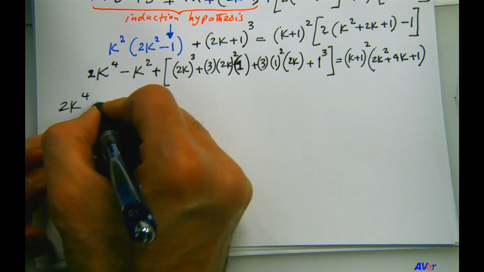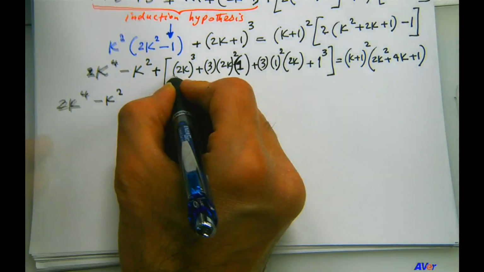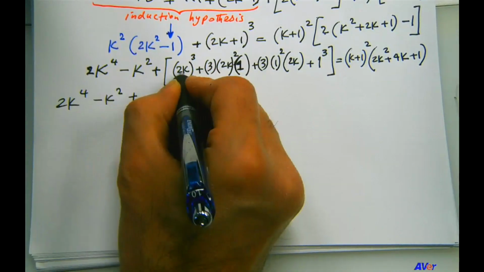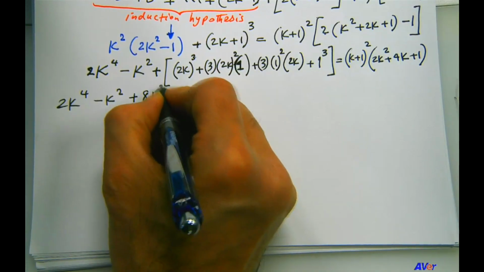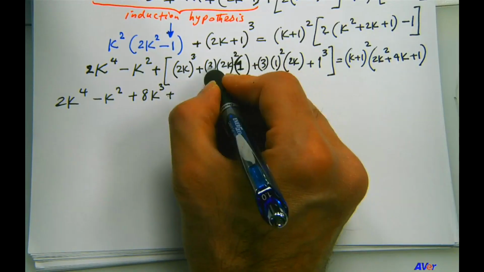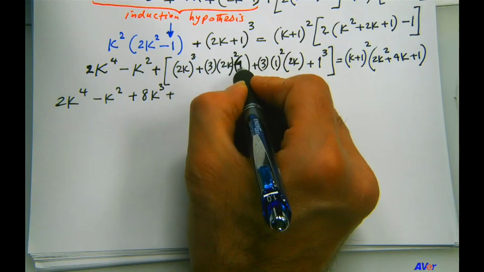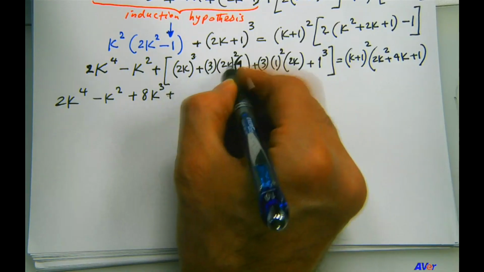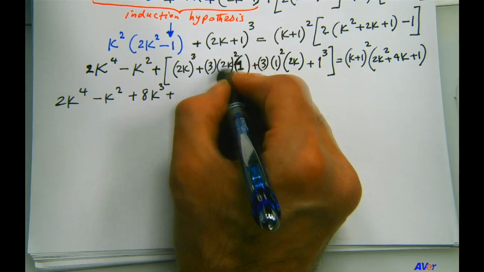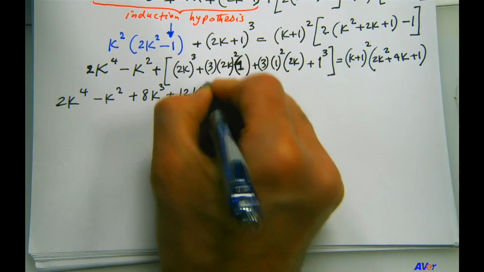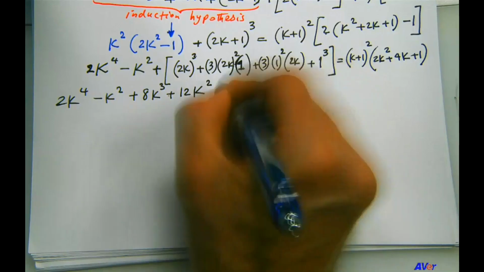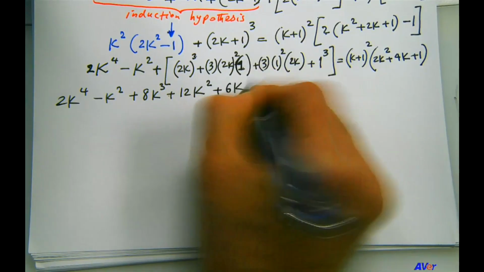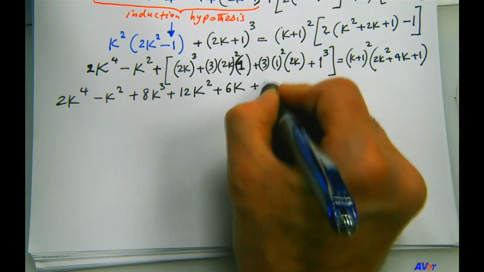2k to the 4th minus k squared plus 8. 2 cubed is 8, k cubed plus 8 times k cubed, plus 2 squared is 4. 4 times 3 is 12. 12k times 1 is 12k, or 12k squared, sorry, because this is 2k squared. So 12k squared plus 3 times 1 squared is just 3, times 2k is 6k, plus 6k plus 1 cubed is just 1, right?